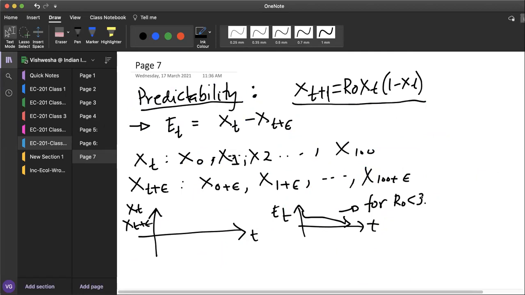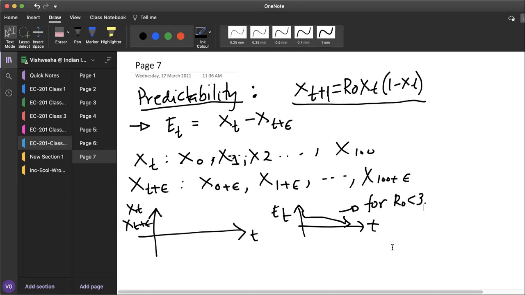Yes, sir. Okay. Which means that the errors that we make in initially measuring the population have no impact on the predictability of my system over a long period of time. Okay, that means that this is a good sign, right?